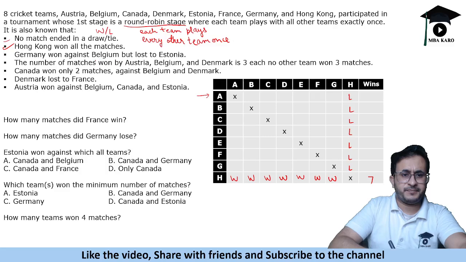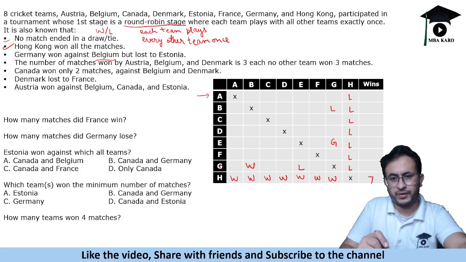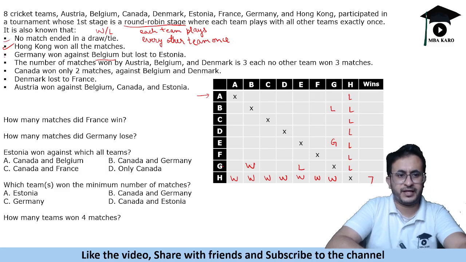Germany won against Belgium but lost to Estonia. So Germany wins against Belgium and lost against Estonia. So similarly, Belgium will lose against Germany. Okay, and Estonia will win against Germany. Okay, so you need to fill both things parallelly.